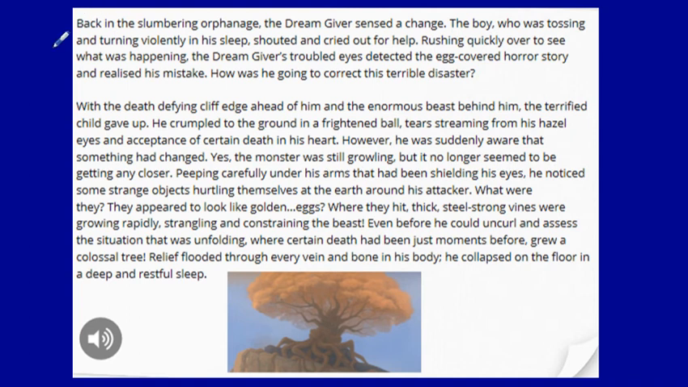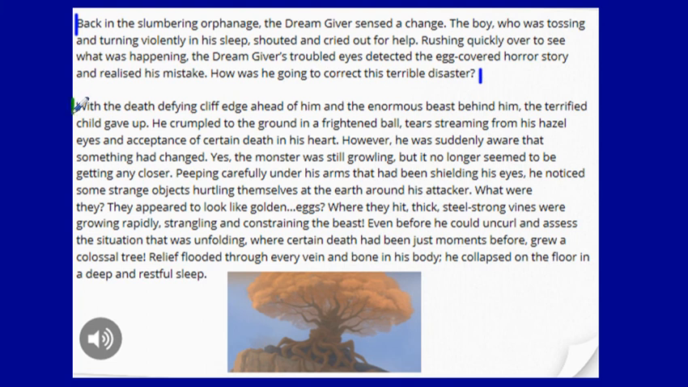Back in the slumbering orphanage, the dream giver sensed a change. The boy was tossing and turning violently in his sleep, shouted and cried out for help. Rushing quickly over to see what was happening, the dream giver's troubled eyes detected the egg-covered horror story and realised his mistake. How was he going to correct this terrible disaster? This paragraph here is starting to introduce our solution. The dream giver realises there's something wrong and that he needs to try and correct his terrible mistake.